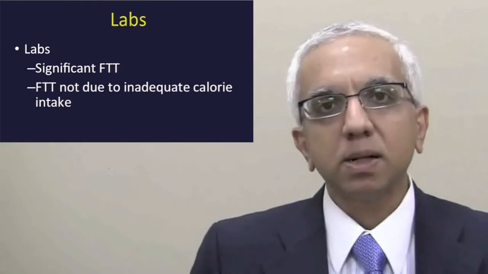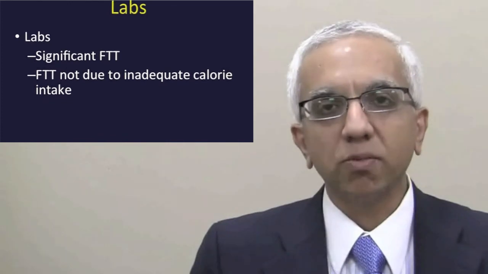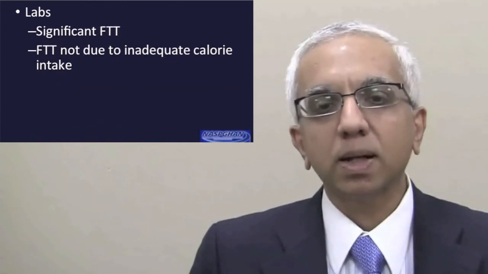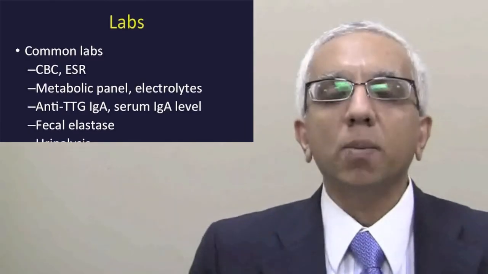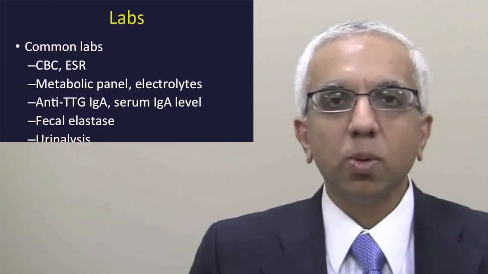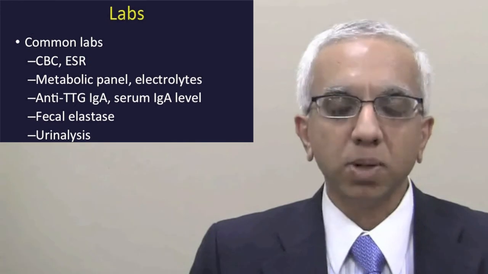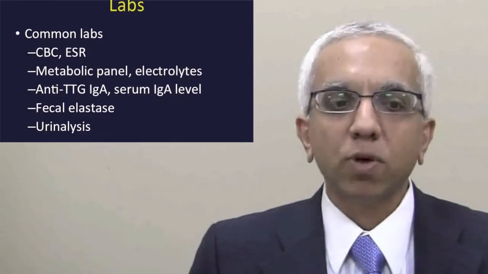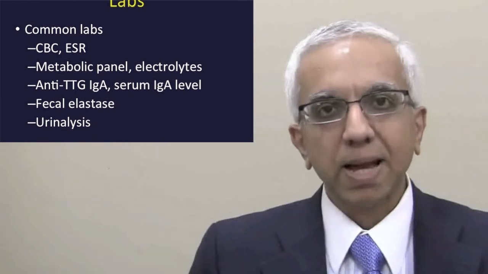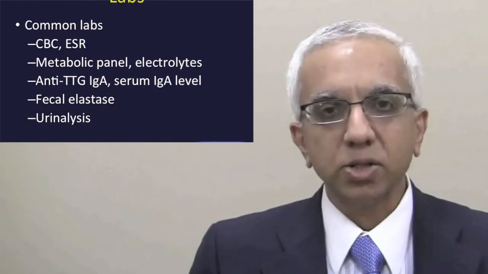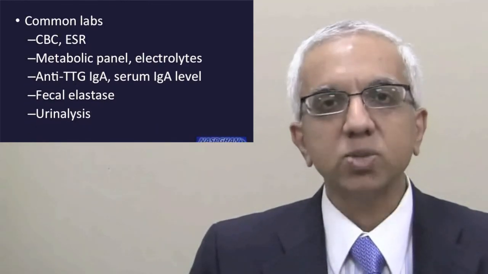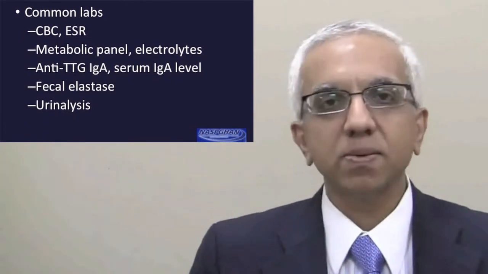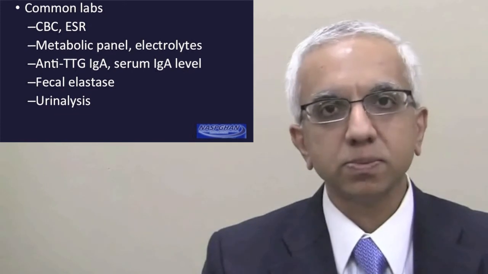You may consider labs in children with severe failure to thrive or failure to thrive not due to inadequate calorie intake. Common labs that one would obtain are a CBC, a complete blood count, as well as an ESR, metabolic profile, a celiac panel, which is typically an anti-tissue transglutaminase IgA, as well as a serum IgA level, as well as a fecal elastase, and a urinalysis.